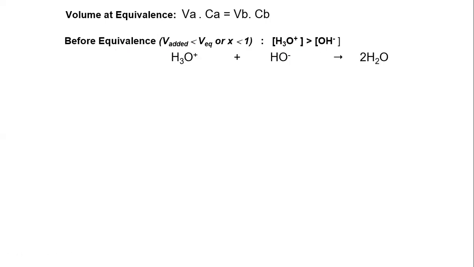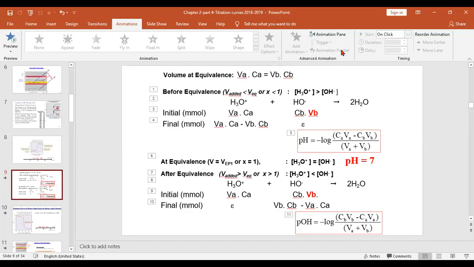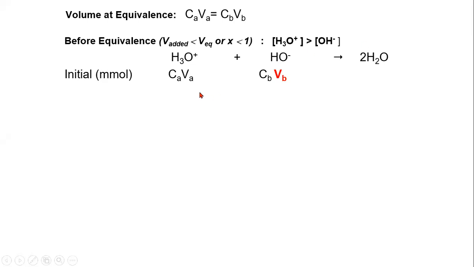So let's set up a chart where I have a reaction between H3O plus and OH minus giving me 2 water. Of course, this is a complete reaction because the K for this reaction is just 1 divided by KW, because the opposite is KW. So for the initial millimoles, the reason I say millimoles is because I'm going to put my volume in milliliters. Now you could use moles by putting the volume in liters, that's up to you.